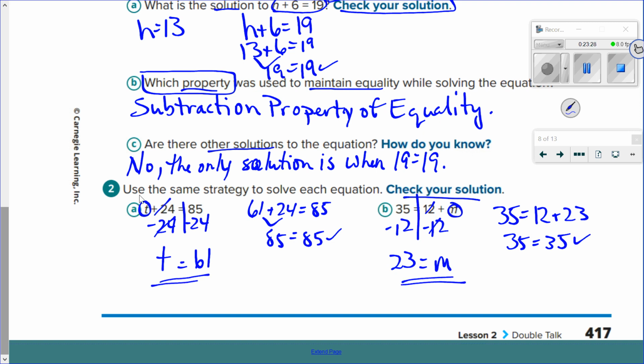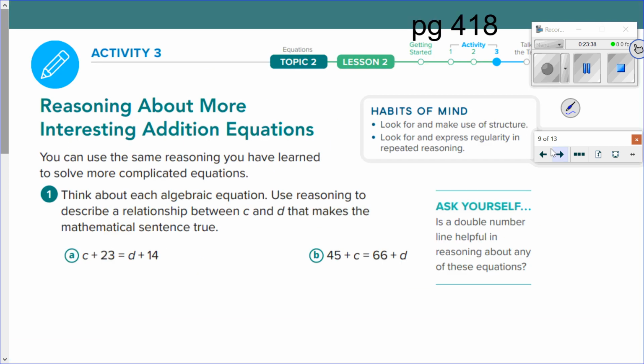Questions on how we are supposed to be solving these? One-step equations are nice. It's only one step. I just have to figure out what operation is going on. Do the opposite operation.